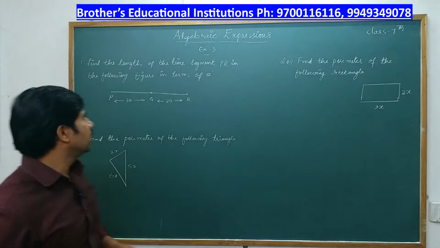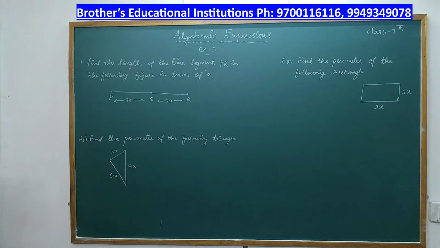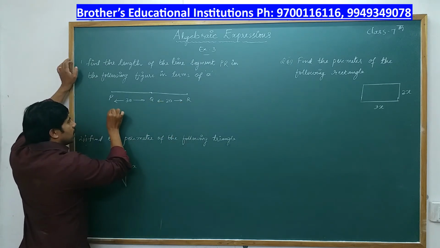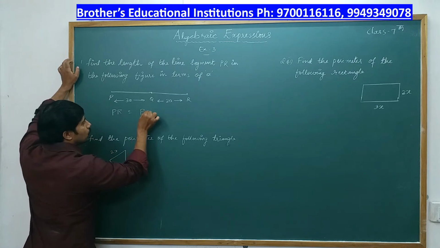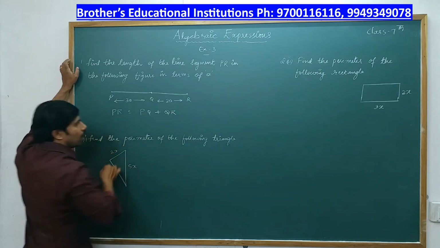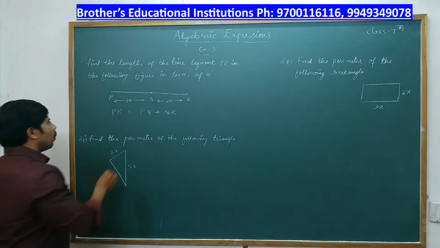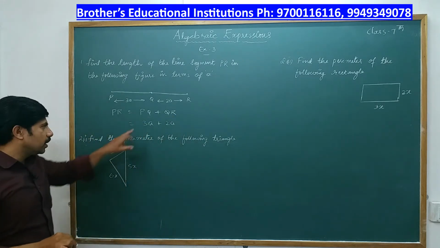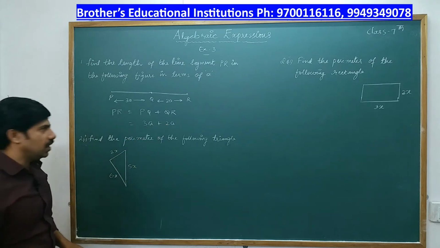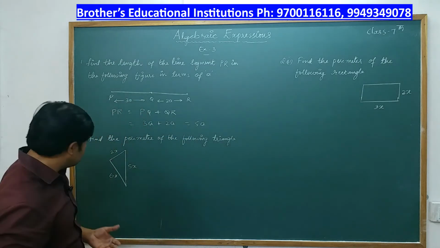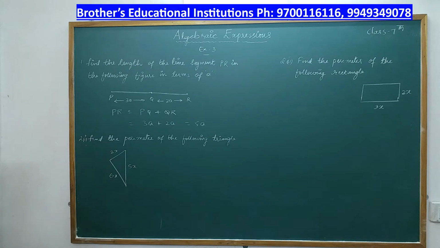Exercise 3. Find the length of a line segment PR in the following figure in terms of A. So here we have to find out PR. So between P and R we have Q. So here PR is equal to PQ plus QR. So what is PQ? It is 3A and QR is 2A. 3A plus 2A is 5A. So what is the length of PR in terms of A? It is 5A.